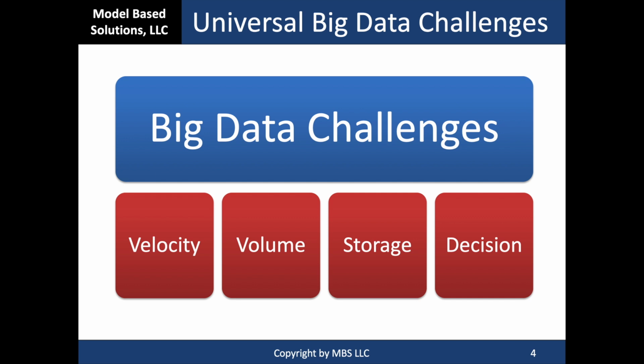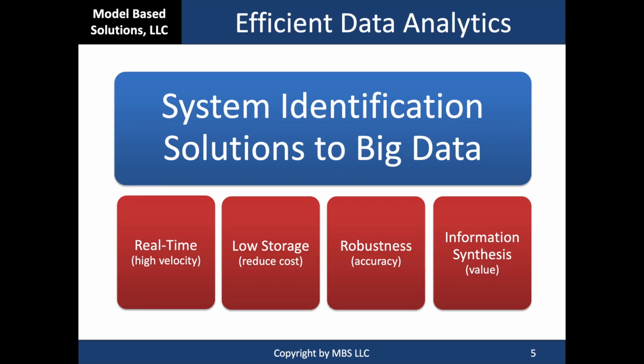One of the major challenges is the high velocity of data. High data velocities produce large volumes of data that must in turn be stored. Once stored, the data is mined for information so that decisions can be made. A system identification approach to big data analytics processes the data through mathematical models.